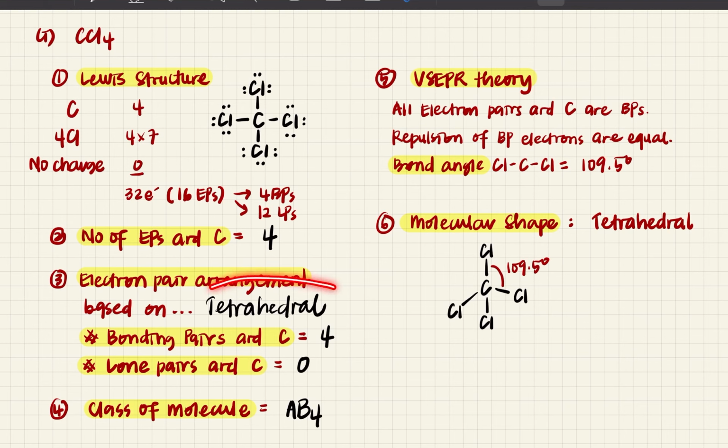So from the number of electron pairs around your central atom, you know the electron pair arrangement will be based on what basic molecular shape? It will be based on trigonal bipyramidal. Okay, so I'm going to make this smaller because I don't like the writing to stick out so much. Resize. Okay, that's good enough.